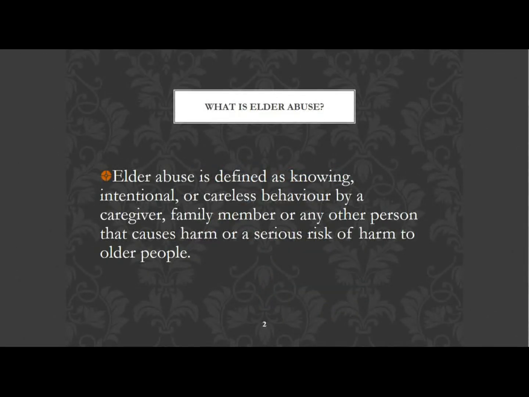Elderly abuse is defined as knowing, intentional or careless behavior by a caregiver, family member, or any other person that causes harm or serious risk of harm to older persons. During the presentation, at any point, if you have any questions, you can ask. We will continue. Types of abuse.